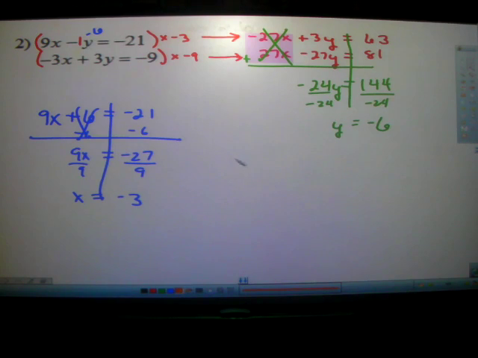Okay, so my x is negative 3. My y is negative 6. And that would be my final answer. One more here.